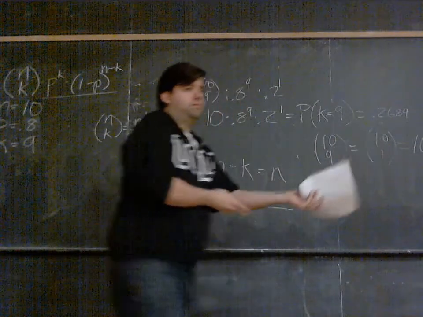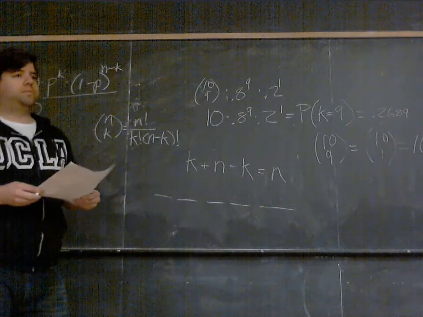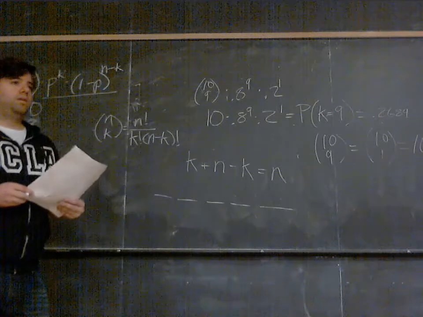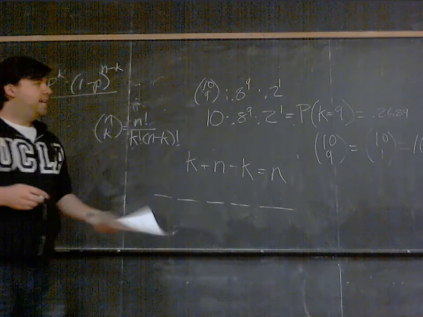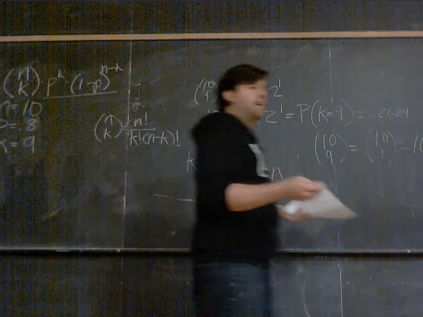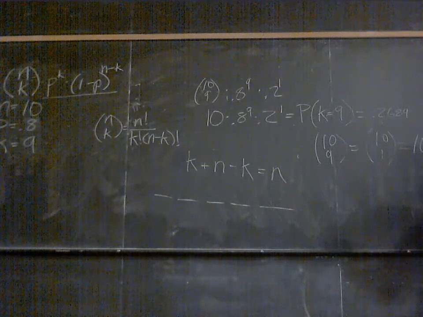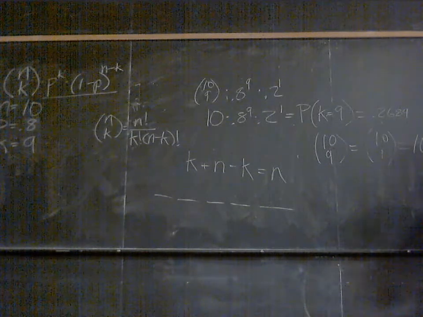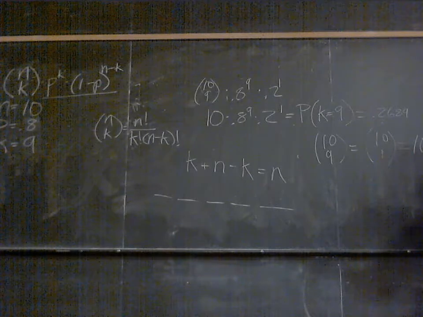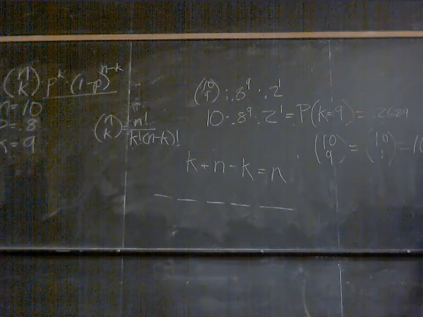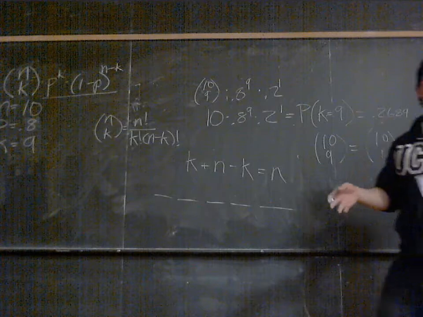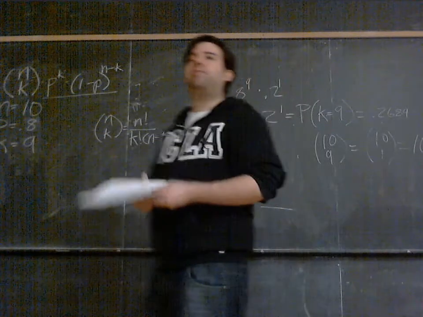So n is the total, and then k is the trials, right? N is the total number of trials, and k is the number of successes. So this sequence of length n is going to be full of only 2 possible values for each trial, success or failure. K is the number of successes, therefore n minus k is the number of failures.